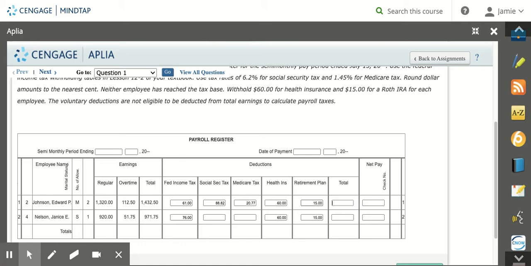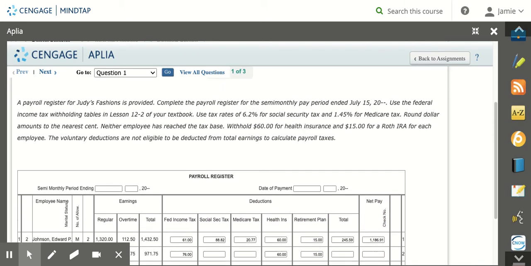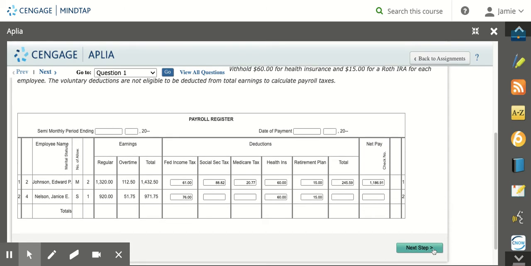Our total deductions, we would add all these deductions, everything underneath the deduction heading. And when you add those up, you get $245.59. To calculate our net pay, we take our total earnings, subtract our total deductions to get $1,186.91. So that is the goal of preparing a payroll register, to come up with our net pay, to know how much to pay our employees.